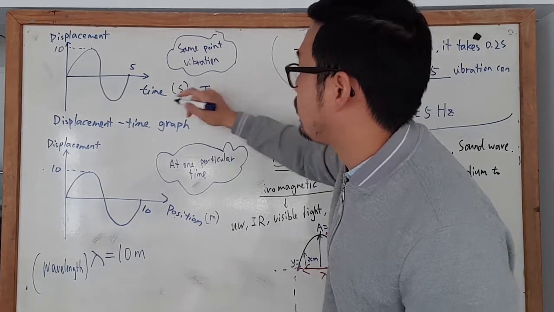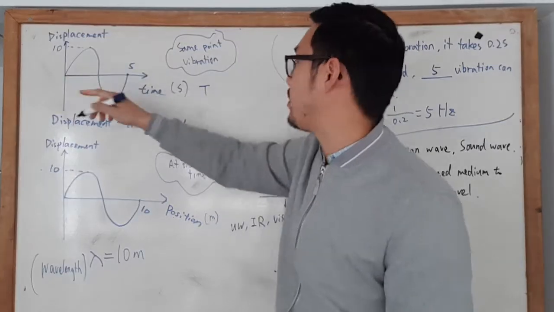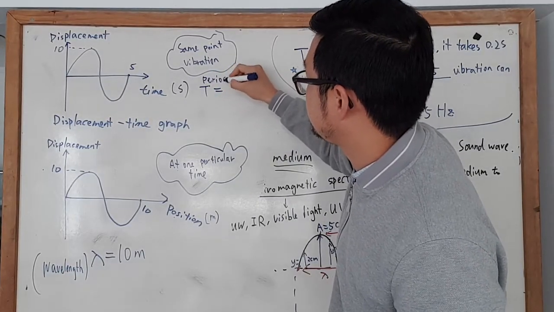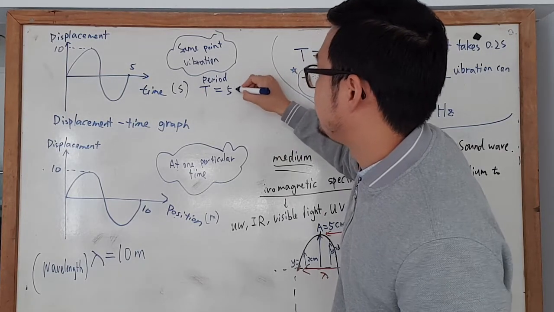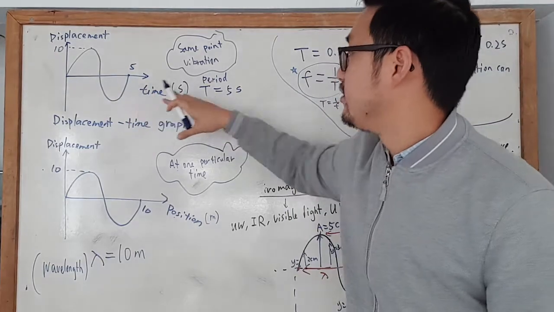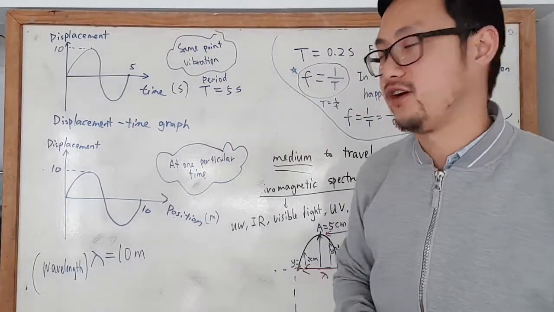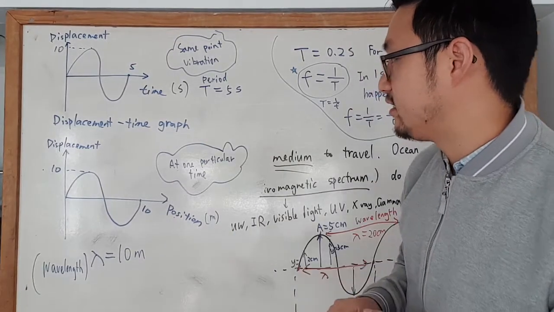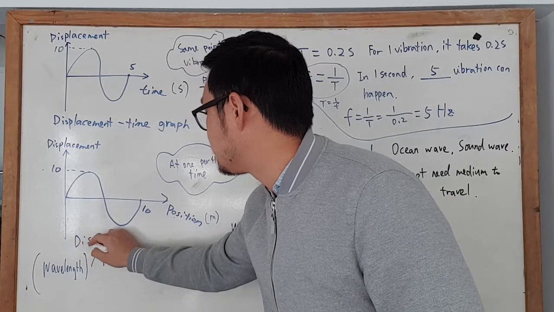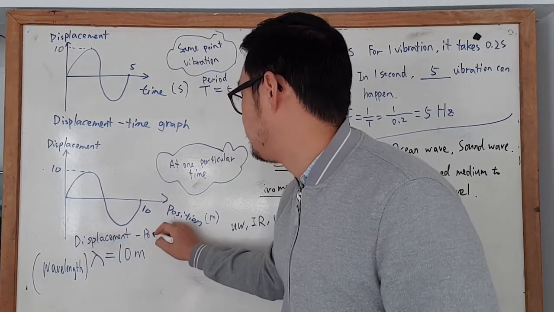So now this one, it takes 5 seconds for it to vibrate up, vibrate down, vibrate back. So this one tells us the period. It's 5 seconds. So this is how from a graph you can find the period, 5, and from this one you can find the wavelength is 10. Two different graphs that serve two different purposes. So right here, this is displacement, position.